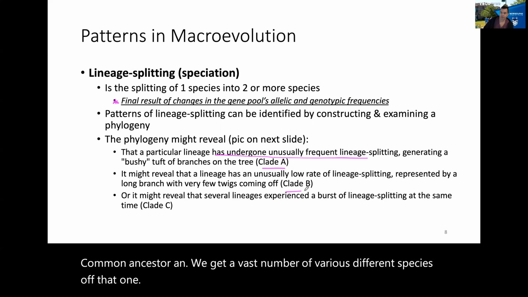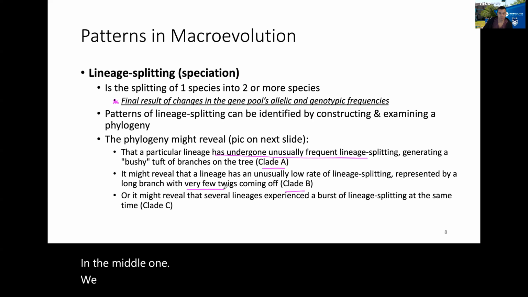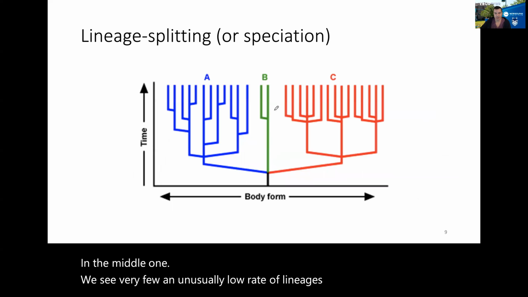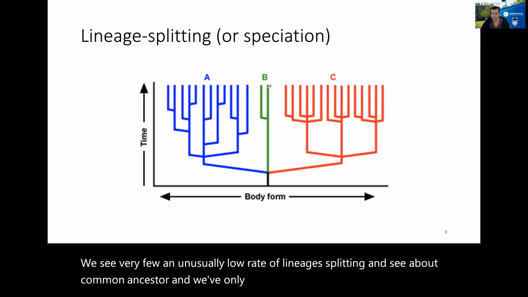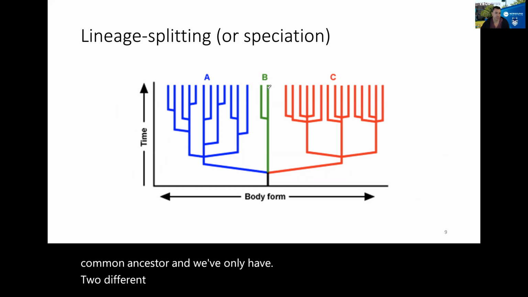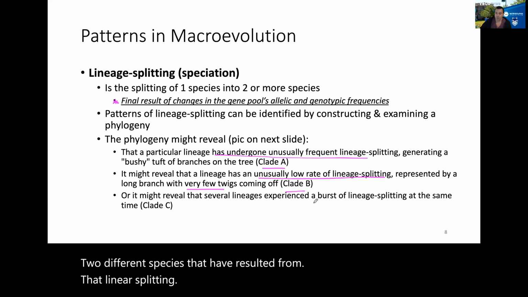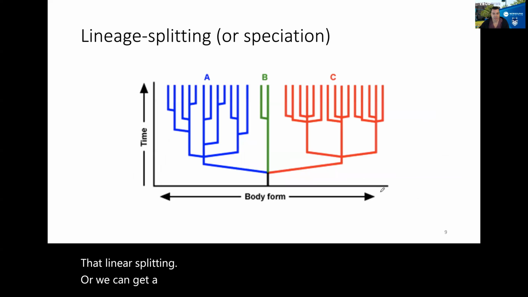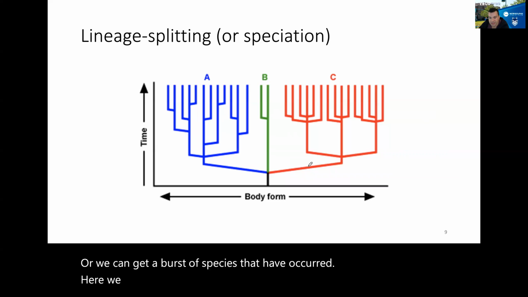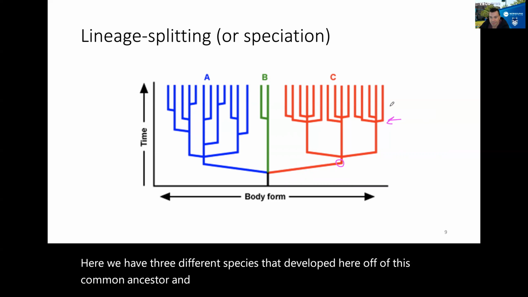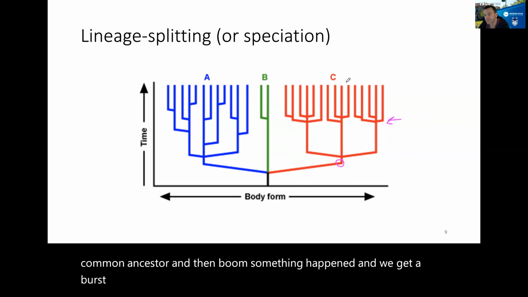In the middle one, we see an unusually low rate of lineage splitting. You can see we have a common ancestor, and we only have 2 different species that have resulted from that lineage splitting. Or we can get a burst of species. Here we have 3 different species that developed off of this common ancestor. And then boom, something happened and we get a burst of species formation.